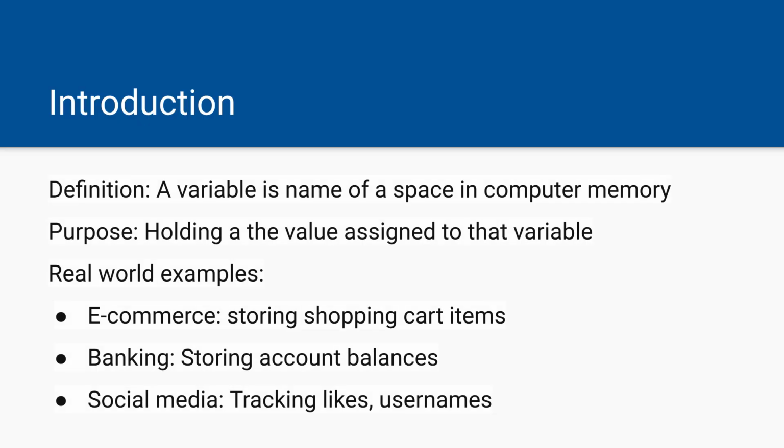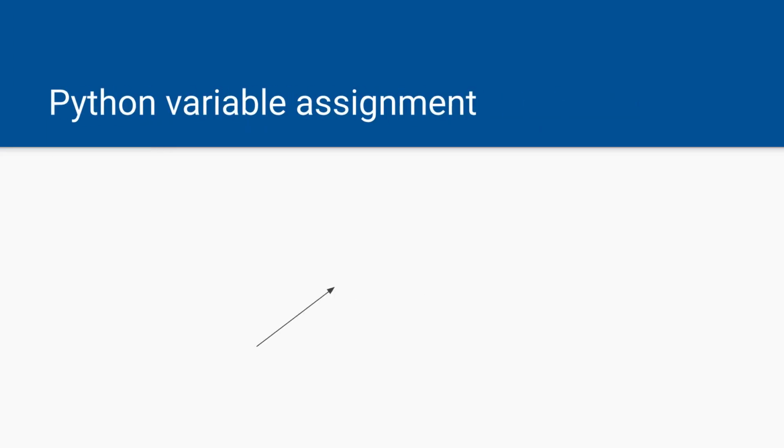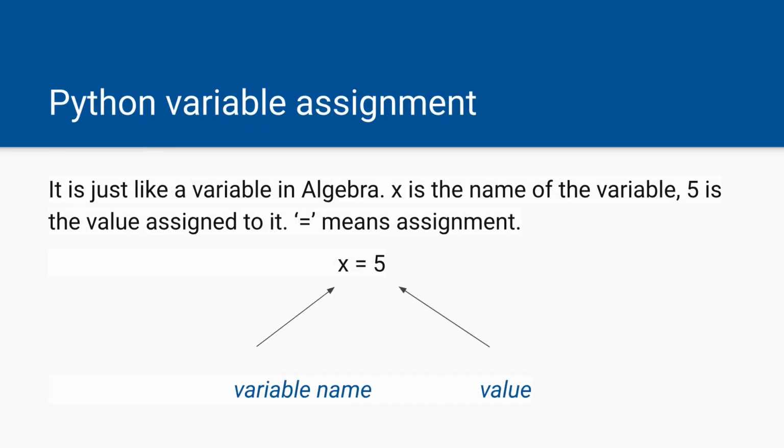A variable is simply a name for a space in computer memory, and its purpose is to hold the value assigned to it. Real-world examples include storing shopping cart items in e-commerce, account balances in banking, and tracking likes or usernames in social media. Python variable assignment is similar to algebra. In the example x equals 5, x is the variable name, and 5 is the assigned value. The equal sign represents the assignment operator.